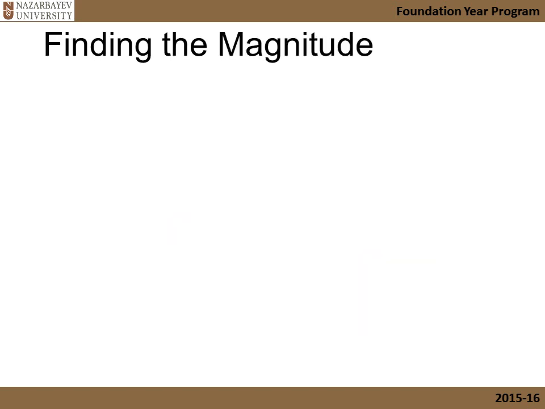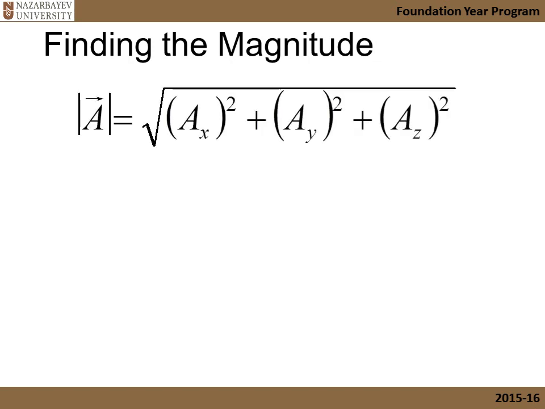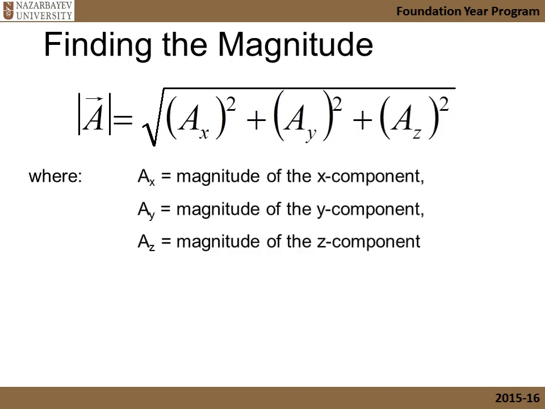To find the magnitude of a vector, we can use this formula. A equals square root of ax squared plus ay squared plus az squared, where ax is the magnitude of the x component, ay is the magnitude of the y component, and az is the magnitude of the z component.